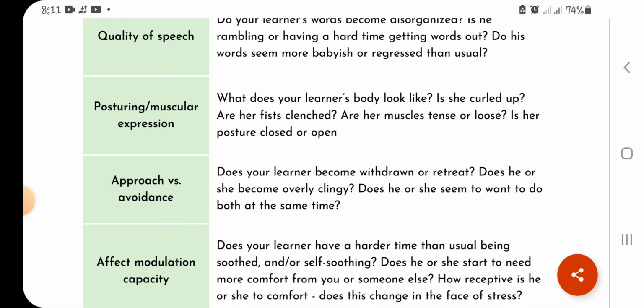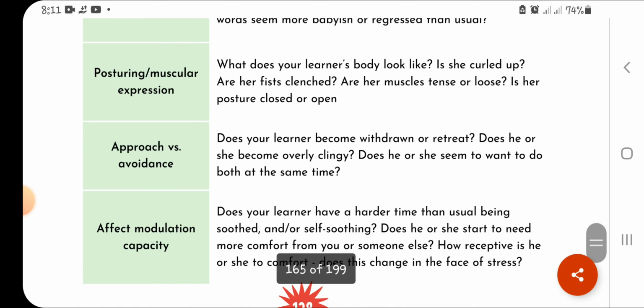Ayan, makikita natin syempre yung gusto din iparating sa atin ng ating mga learners, yung message sa kanyang body, sa kanyang muscular expression, sa kanyang posture. So, for example, a fist clench means a lot, right? So, it can mean anger, or maaaring natatakot siya, or some intense emotion. So, kailangan talaga na mas maging aware tayo sa mga body expressions ng ating mga learners.